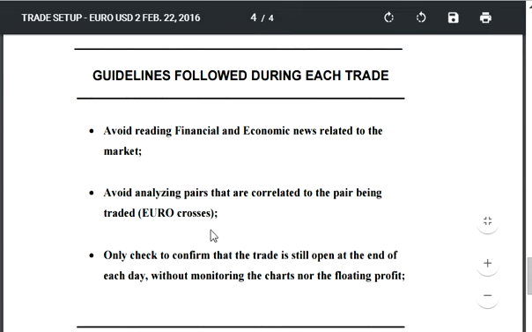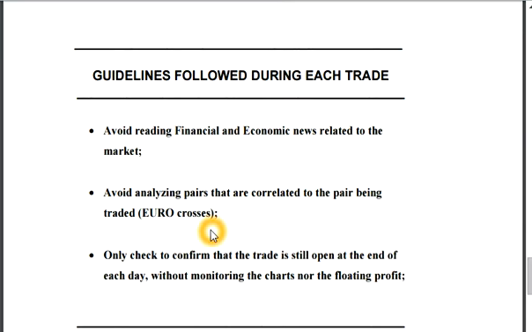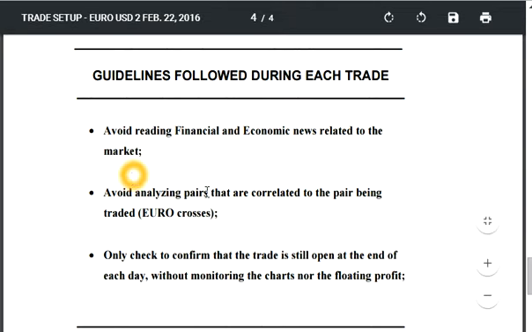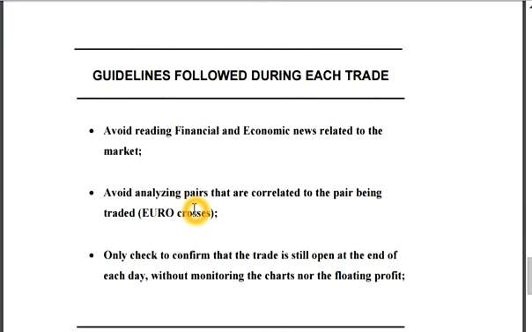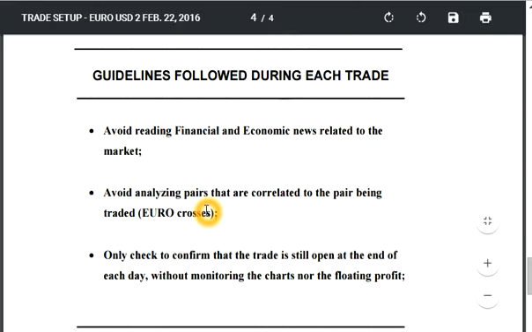Of course, we don't want to be looking at currencies that are related to the one that we're looking at, because we would be tempted to interpret movements taking place on correlated pairs and use that to assess whether or not our trade is going to work out. You don't want to be doing that, because not all the time do currencies move in exactly the same direction at exactly the same time. And of course, we don't monitor the charts or floating profit, so that we stay away from interfering with the trade. So that's the trade in a nutshell.